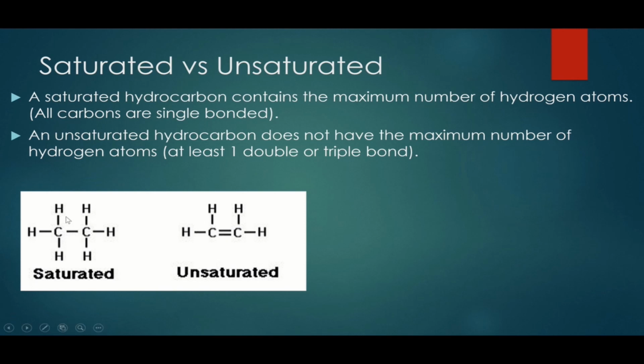So here's an example of a saturated alkane. Again, notice we have the maximum number of hydrogens around that carbon chain. Here's an unsaturated chain. Notice there are 2 fewer hydrogens because of that double bond. Those carbons are bonded to each other redundantly and therefore are not bonded to the maximum number of hydrogens.